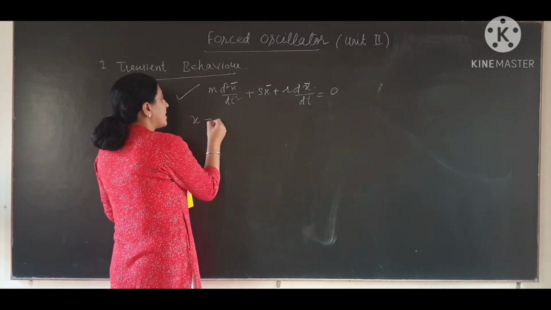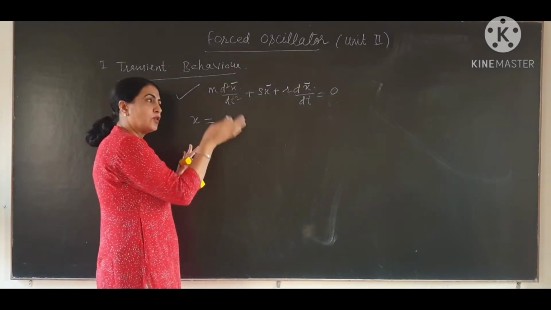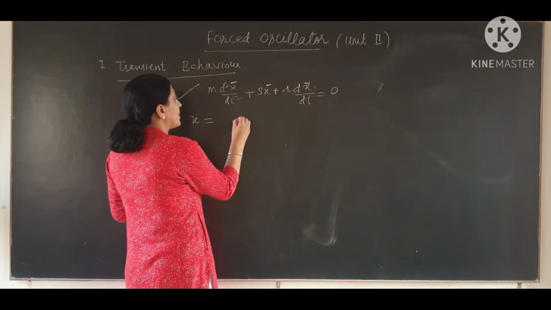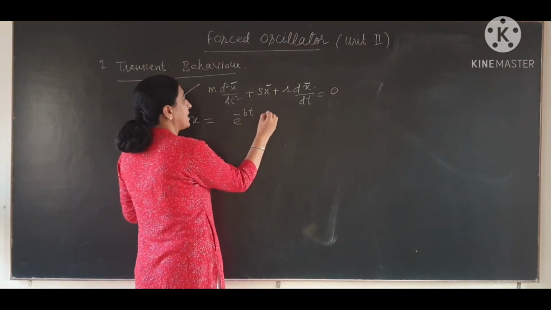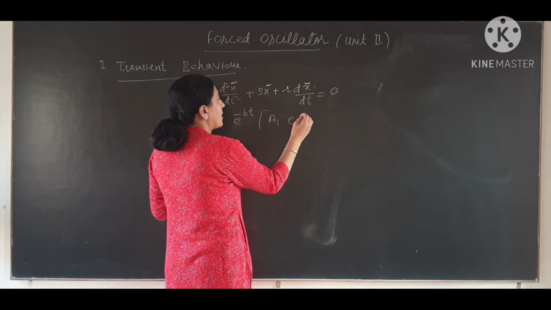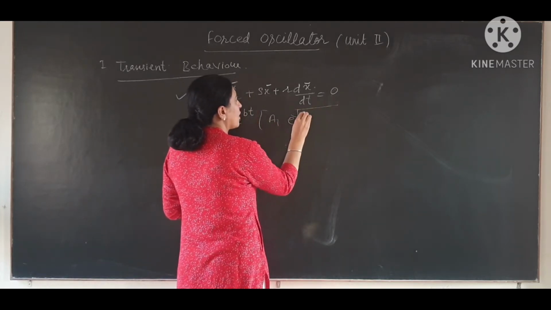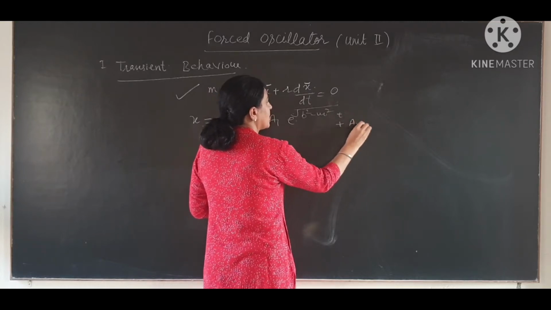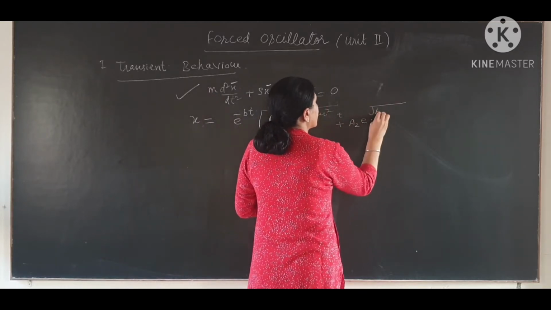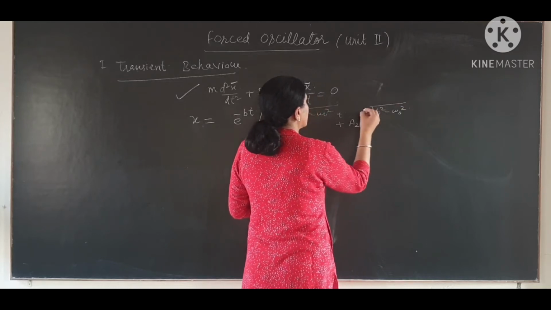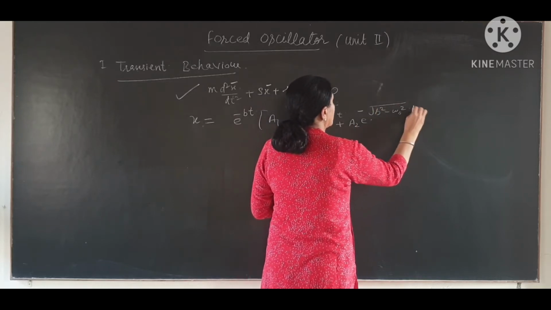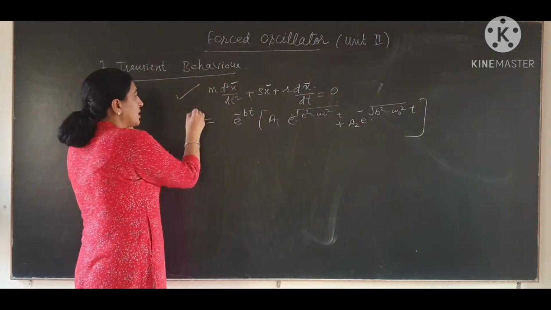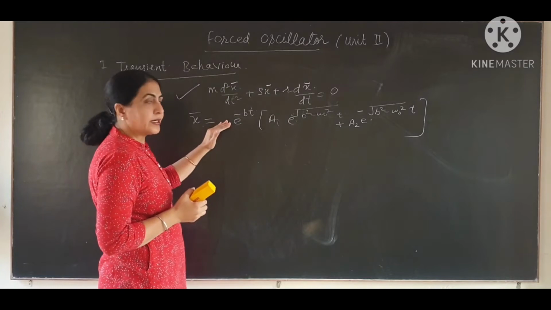I will repeat here only the solution; you can go to that lecture. So x is equal to e^(-bt) [a1 e^(√(b² − ω0²) t) + a2 e^(−√(b² − ω0²) t)]. So I think this is the solution here.